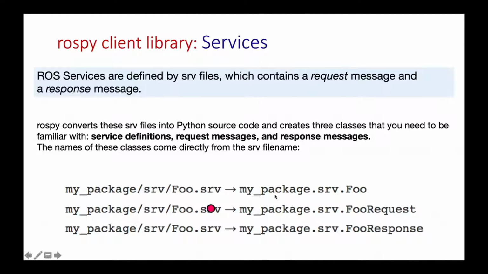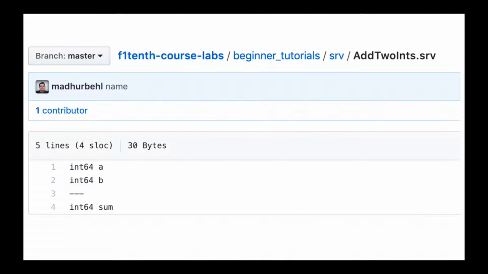So once we add this file to our workspace and run catkin_make, underneath the hood, ROS will create 3 classes for us to use in our code with the ROS Python library, very similar to how messages were being used.